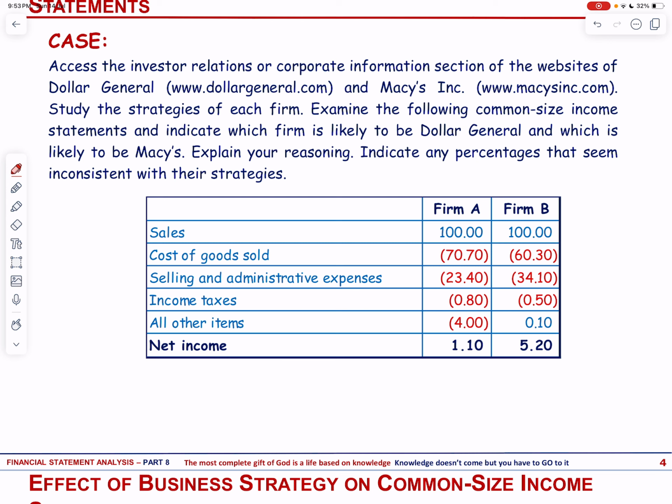commitments. Mackey's generally has lower interest expenses than Dollar General due to having less overall debt, potentially securing lower interest rates on its debts, and maintaining a smaller proportion of its financing from debt compared to equity. So this difference in interest expenses reflects Mackey's strategic management of its capital structure and financing strategies.